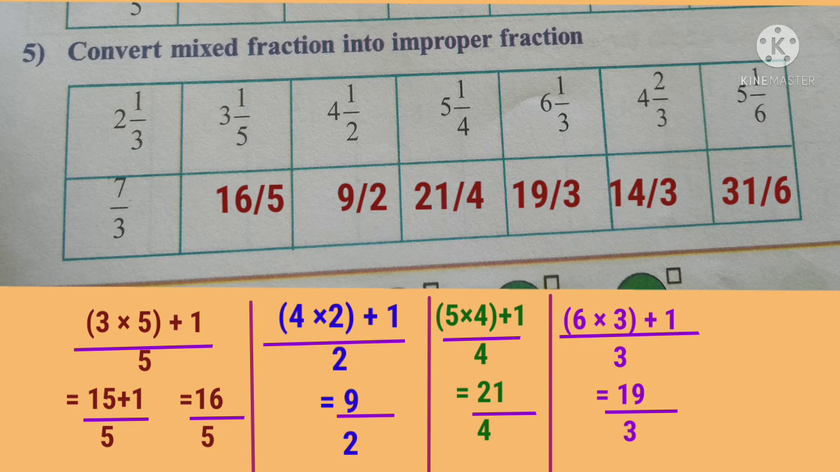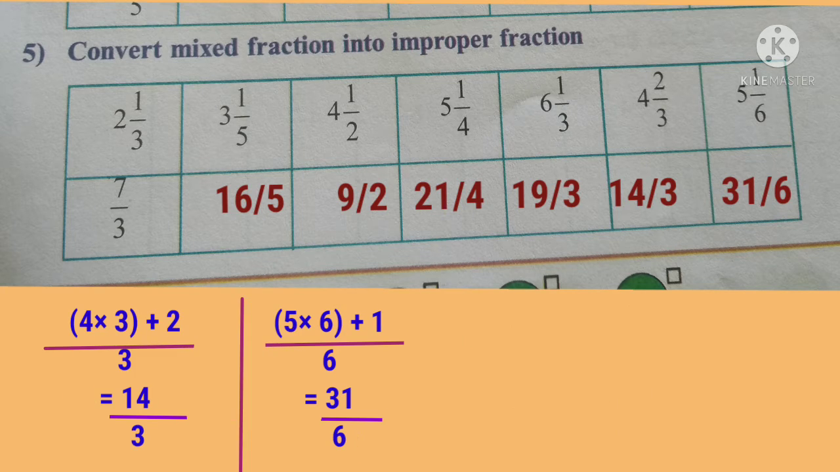Therefore, improper fractions for the given mixed fractions are: 3 1 by 5 is 16 by 5. The improper fraction for mixed fraction 4 1 by 2 is 9 by 2. 5 1 by 4 is 21 by 4. 6 1 by 3 is 19 by 3. 4 2 by 3 is 14 by 3. 5 1 by 6 is 31 by 6.